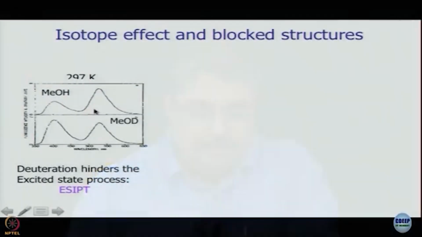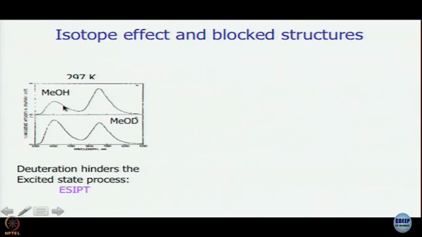Here you see the ratio of the N star to T star band is more in methanol than in deuterated methanol, right. That is why we get an indication that it is proton transfer in the excited state, and proton transfer is the reaction coordinate. Why am I saying this? Because later on it has been shown that for many proton transfer reactions you do not see a kinetic isotope effect.